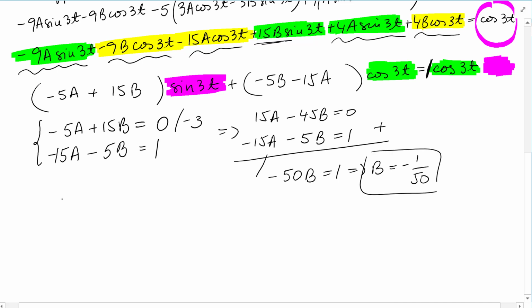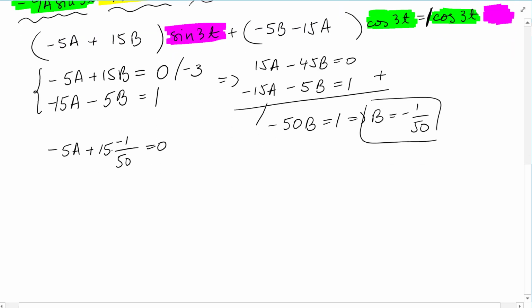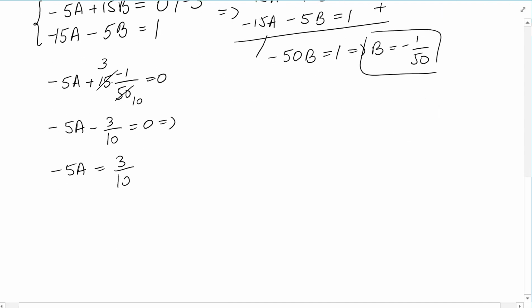And then replace in any of these. I'm going to replace in the first one. So negative 5A plus 15 times negative 1 over 50 equals 0. So negative 5A minus 15 over 50, which can be divided by 5, minus 3 over 10 equals 0. So negative 5A equals 3 over 10. Divide by negative 5, so A equals negative 3 over 50.